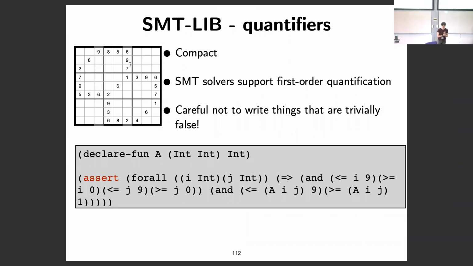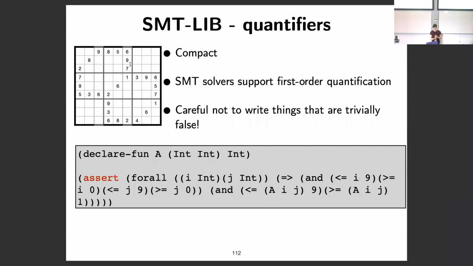Another thing I haven't talked about, which I'm not really going to talk about in much detail, is quantifiers. You can write quantifiers. SMT solvers by default support first order quantification, so you can quantify over variables. You can't quantify over functions in first order quantification. This can make things more compact. If we did the array version, we can write the constraints for everything must be between 1 and 9 in a really compact way for the entire grid.